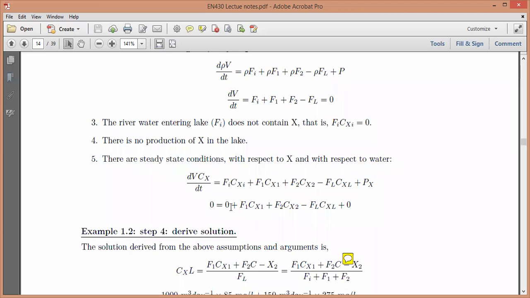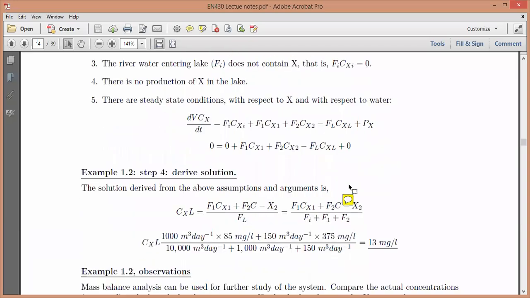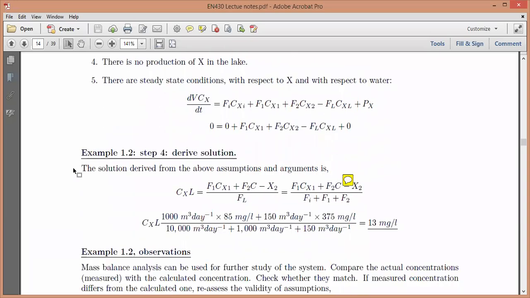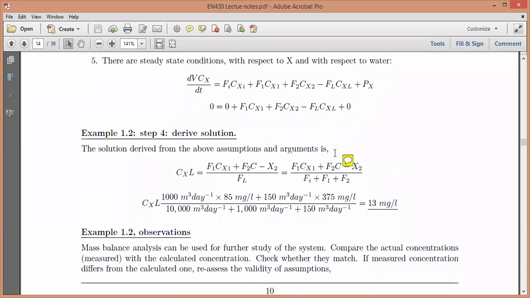So you have 0 here, plus this value will be a positive value, this will be a positive value, this will be a positive value, plus 0. Why is 0 here at the end? Because production of X, there's no production of water in the lake. So our P there will be equal to 0. So that's why we have the plus 0 here at the end. The solution derived from the above assumptions and arguments is that CXL will give us this.